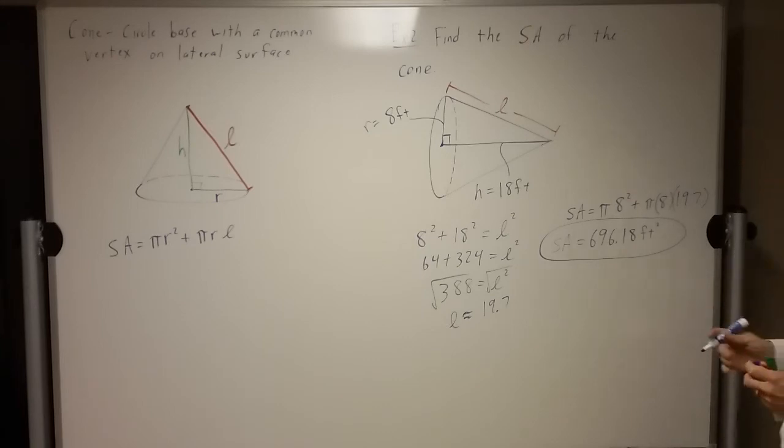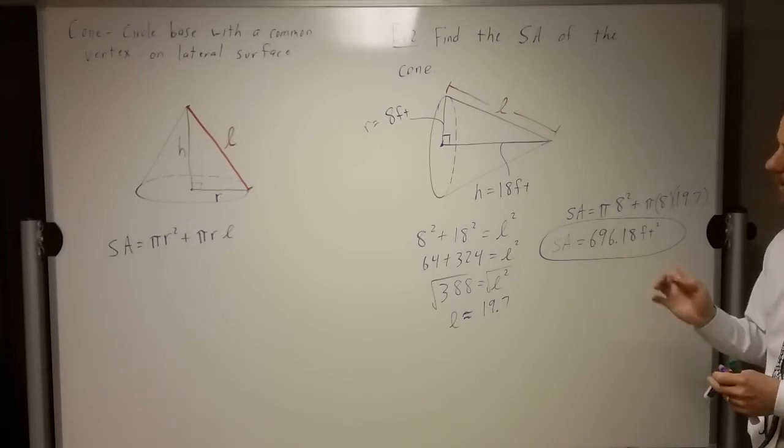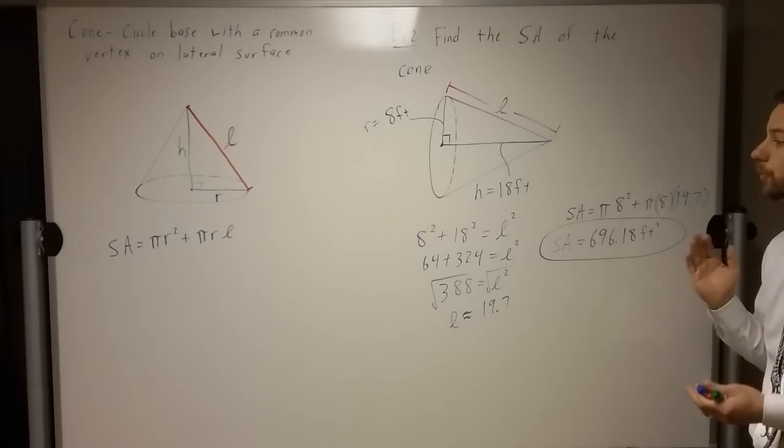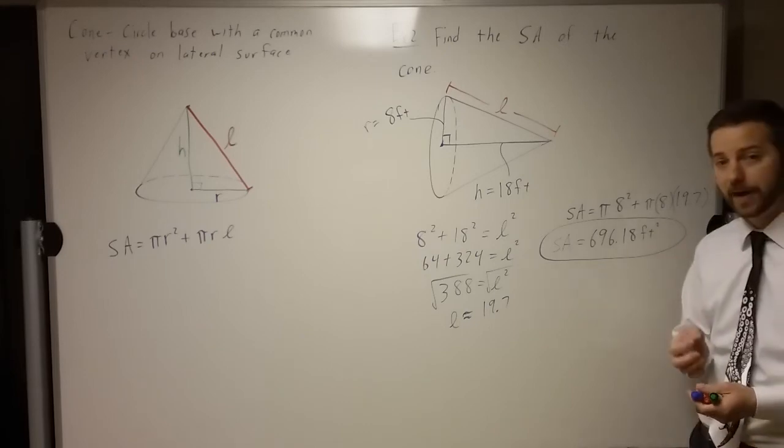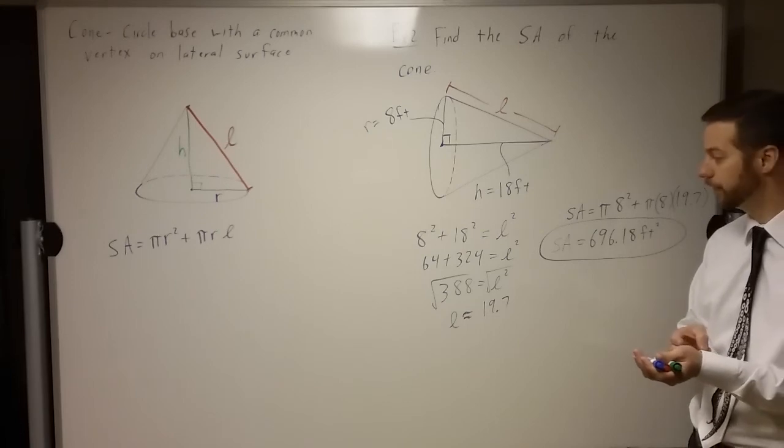All right, so there's how we find the surface area of a cone: pi r squared plus pi r L. So those are our two shapes for today. How to find the surface area of a pyramid and of a cone, what those are, and how to find the surface area of them.